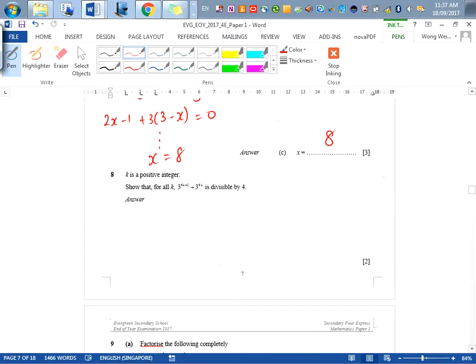k is a positive integer. Show that for k blah blah blah is divisible by 4. How do we show something is divisible by 2? Hannah, how do we show something is divisible by 2? That is not the answer I'm looking for. What do you think?